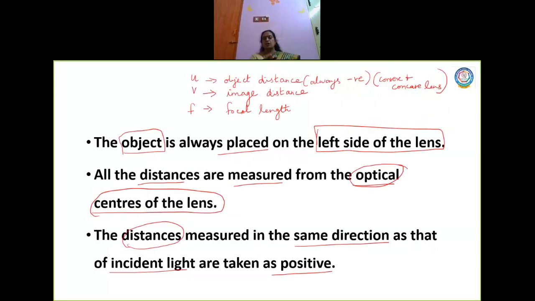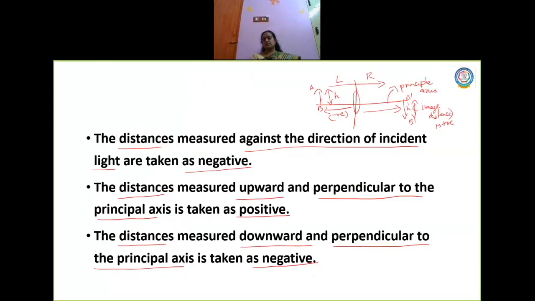The first is the object is always placed on the left side of the lens. All the distances are measured from the optical center of the lens. The distances measured in the same direction as that of the incident light are taken as positive. The distances measured against the direction of incident light are taken as negative. The distances measured upward and perpendicular to the principal axis are taken as positive, and the distances measured downward and perpendicular to the principal axis are taken as negative.